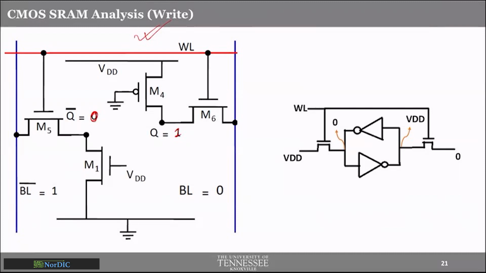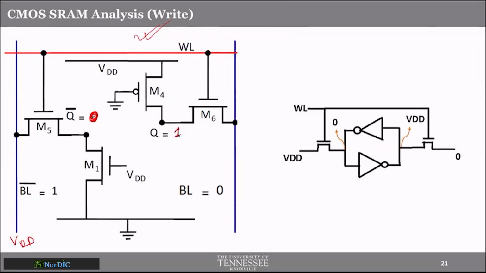Now, for write operation, you apply the opposite voltage with respect to the storage node. For example, here you have 0 in the storage node, so you want to flip it, right? And we flip both, by the way. When one of them flips, the other one also flips. So if you have 0 here, the corresponding bit line will be set to VDD.